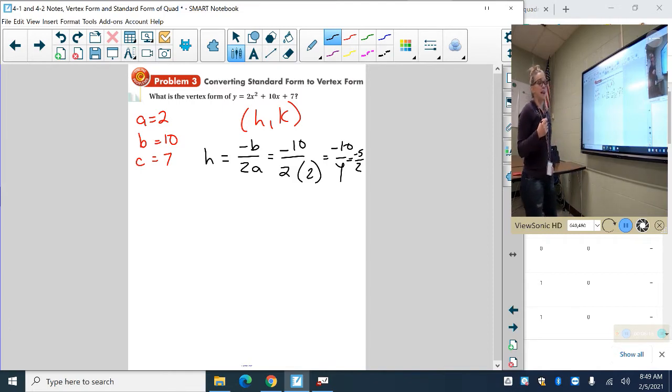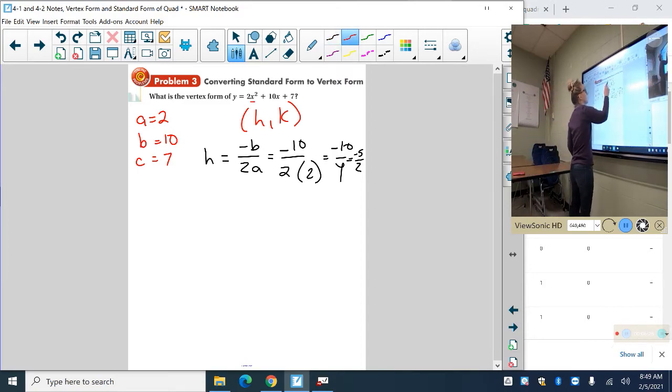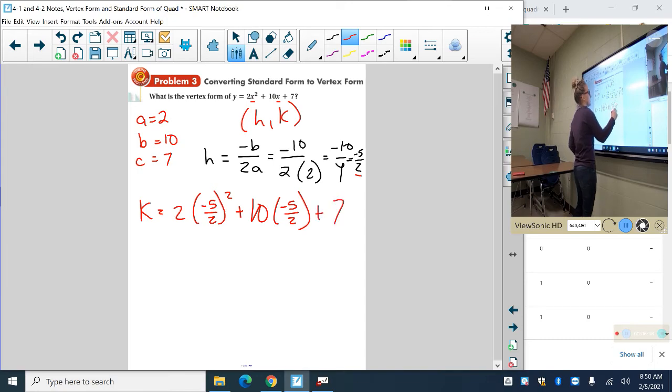So we have to take that negative 5 over 2 and plug it into my standard form equation for all the x's. Replace all the x's with negative 5 over 2. So I have 2 times negative 5 over 2 squared plus 10 times negative 5 over 2 plus 7. I'm going to do my squared first. So I have 2 times 25 over 4. Just square the top, square the bottom.